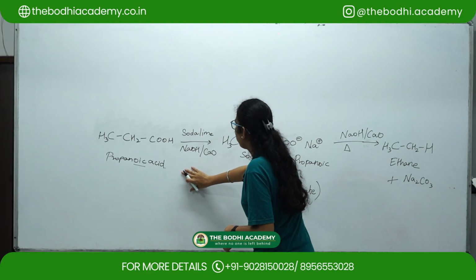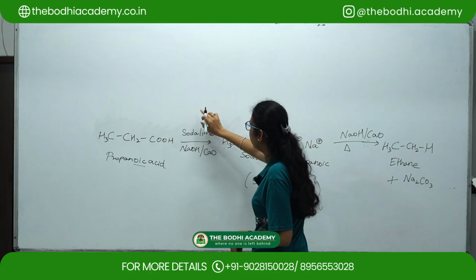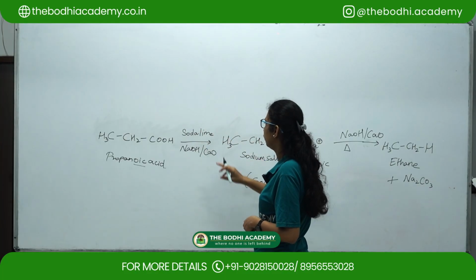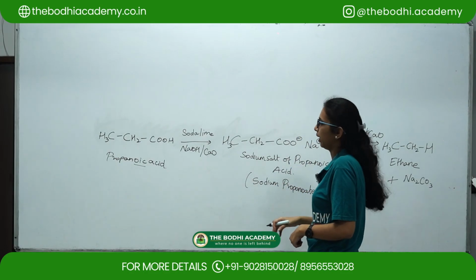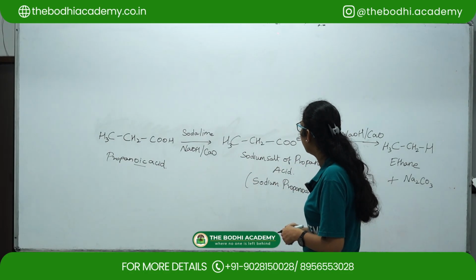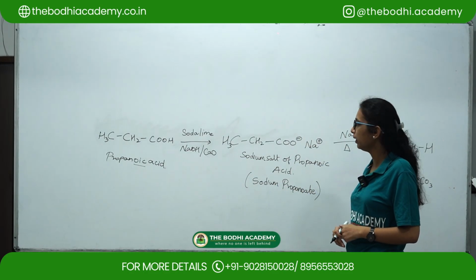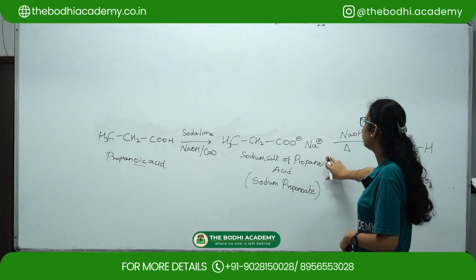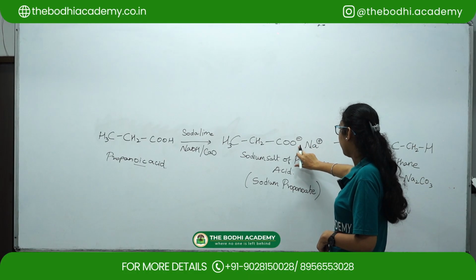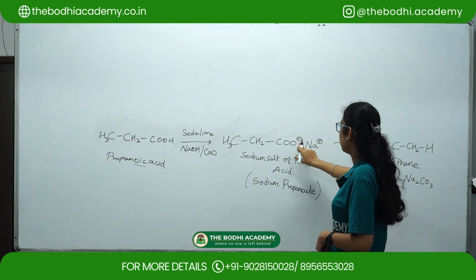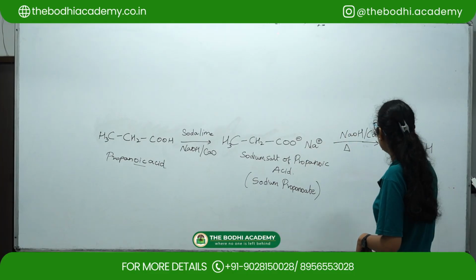So this is propanoic acid. When it reacts with NaOH, that is your soda lime, NaOH plus CaO, calcium oxide, what you'll get is the sodium salt of propanoic acid. So this is the sodium salt of propanoic acid. It is ionic, Na plus and COO minus, the sodium salt of propanoic acid.